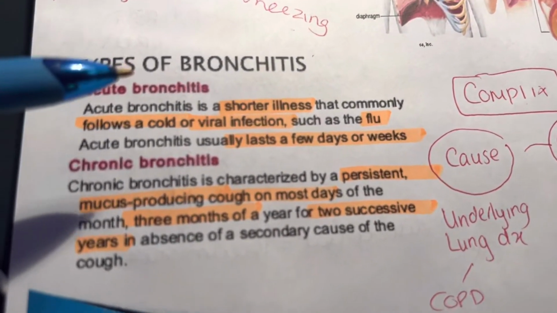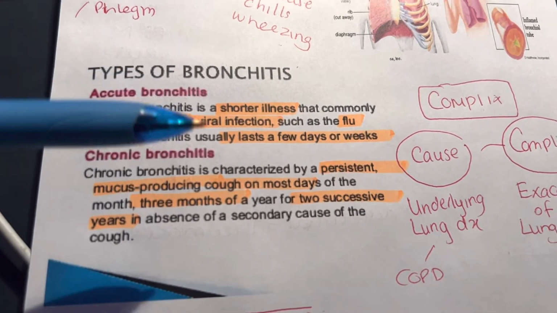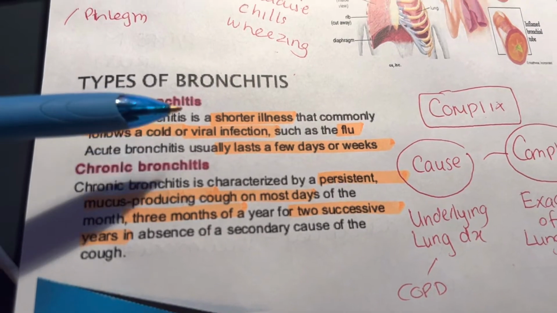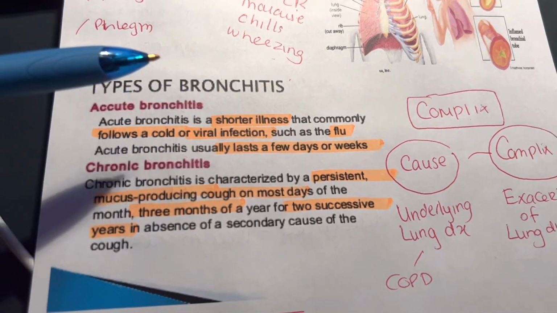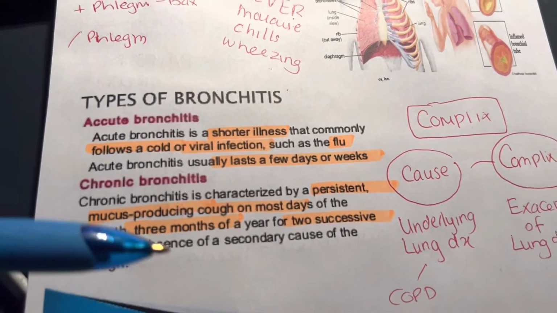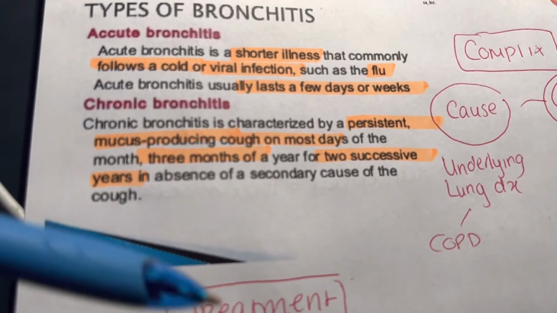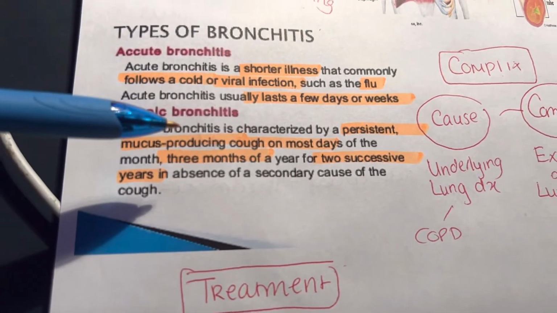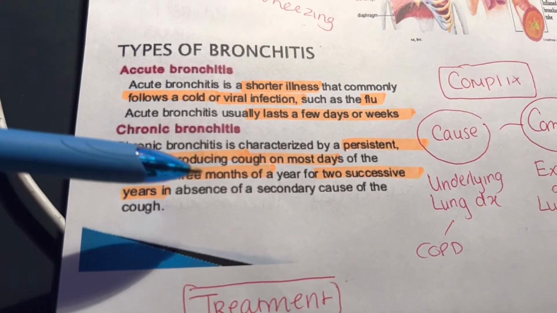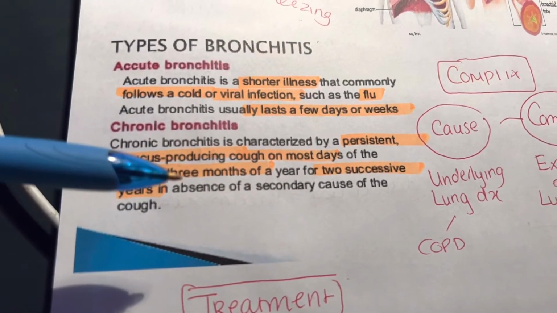What is the difference between acute and chronic bronchitis? Acute bronchitis is a shorter illness which lasts a few days or weeks, and it commonly follows a cold or a viral infection such as the flu. That's why I like to think of acute bronchitis as a post-infectious bronchitis. It commonly follows a viral infection. Chronic bronchitis, however, is a mucopurulent, mucus-productive cough, which is present at least 3 months out of 2 consecutive years.